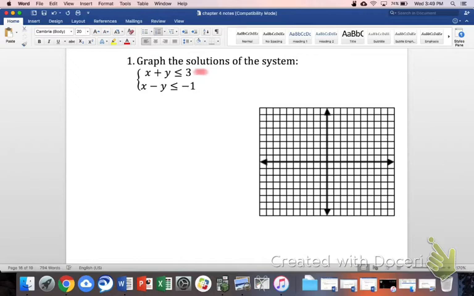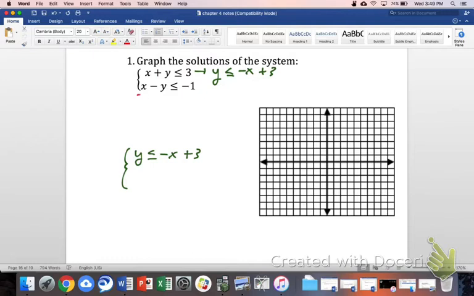So this first one, to go into slope-intercept form, I need to subtract the x over. So that's going to give me y is less than or equal to negative x plus 3. So that's going to be the first equation in my system. And now I'm going to solve the other equation for slope-intercept form, and this one's going to be a little different.